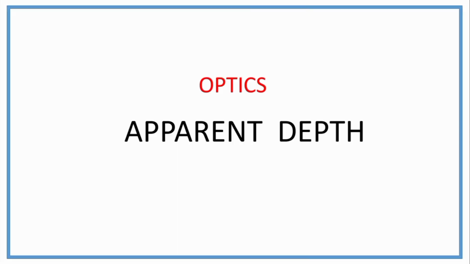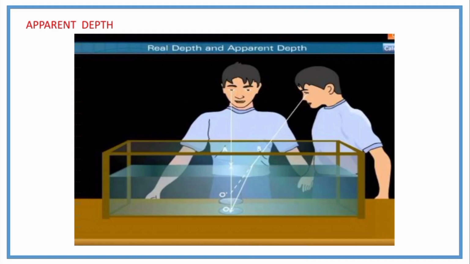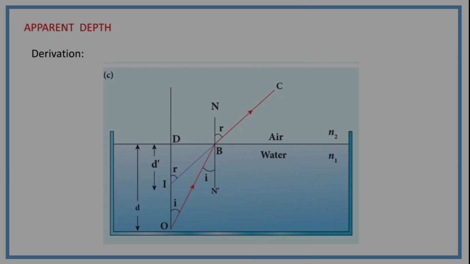Good morning to all. In this seminar, we will learn about what is apparent depth and its derivation. We notice that when we see the bottom of the water surface from the top angle, the bottom surface is slightly elevated. The distance from the surface of the water to the elevated point is called apparent depth. Now we derive the expression for the apparent depth.